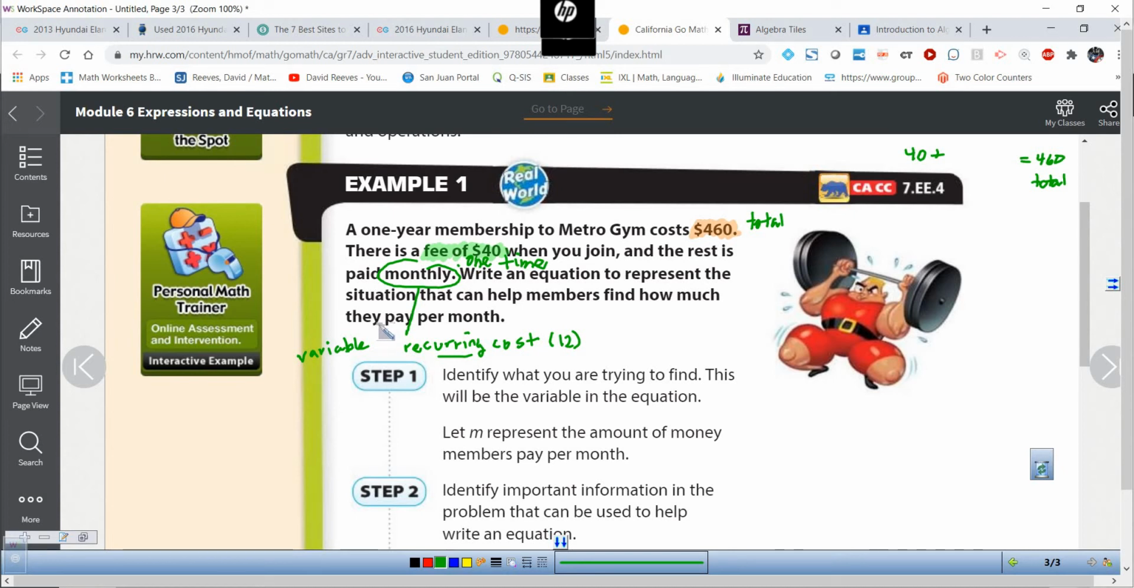So that's our other clue about what the variable is going to be, because at the end of most problems, and usually it's always at the end, it tells you what you're trying to find. What we're trying to find is how much they pay per month. So that's going to be our variable, and there are 12 months.